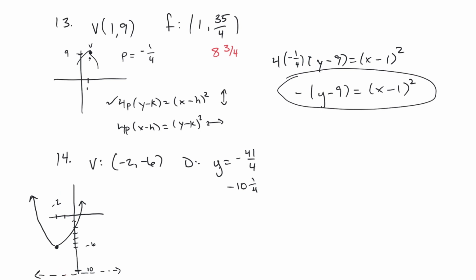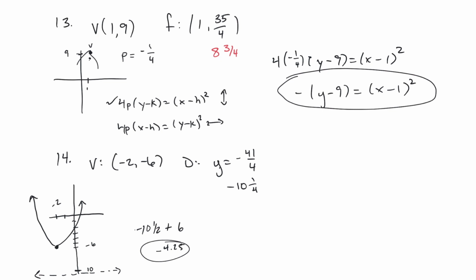A parabola can never go through its own directrix. If you do that, you drew it backwards. So how far is it from that point, right here, to right here? 4.25. Very good. We know if we say negative 10 and a quarter, minus a negative 6, that gives us negative 4.25. Be careful about the values.